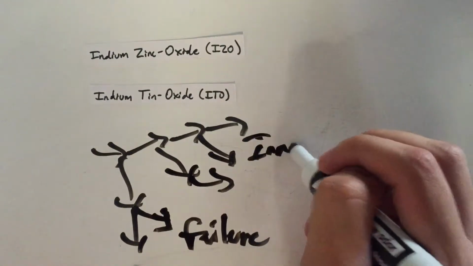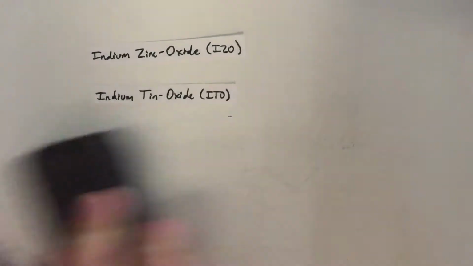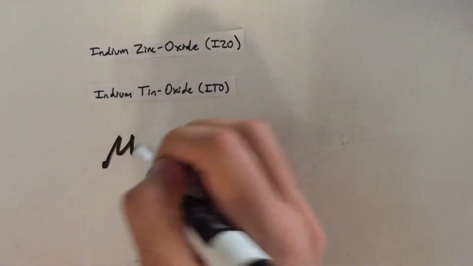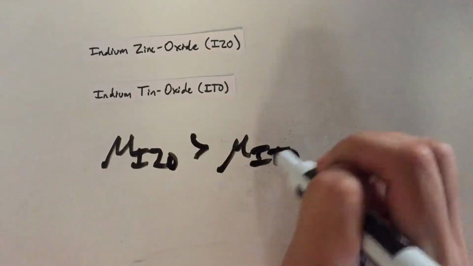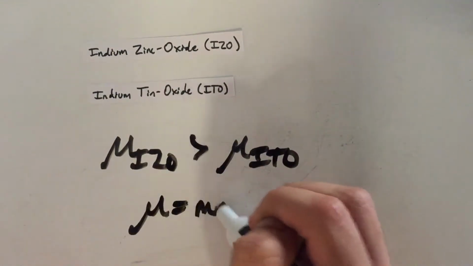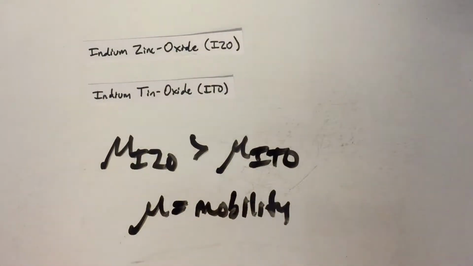So going back to IZO, it is possible that this material may be favored over ITO, and that is something worth taking note of. The reason for that is because IZO is predicted to have a greater mobility than ITO. This is something very important because it directly deals with its role of laterally transporting holes to the contacts.